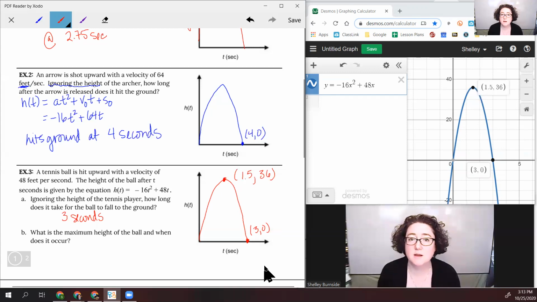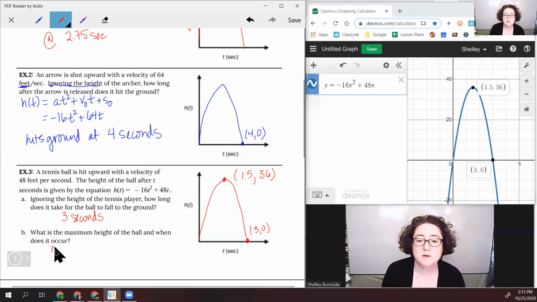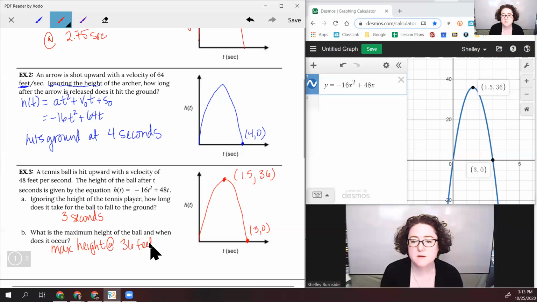So that means, again, if h of t is our height, which value is going to be our maximum height? That's going to be max height at 36 feet, and that occurs at 1.5 seconds.